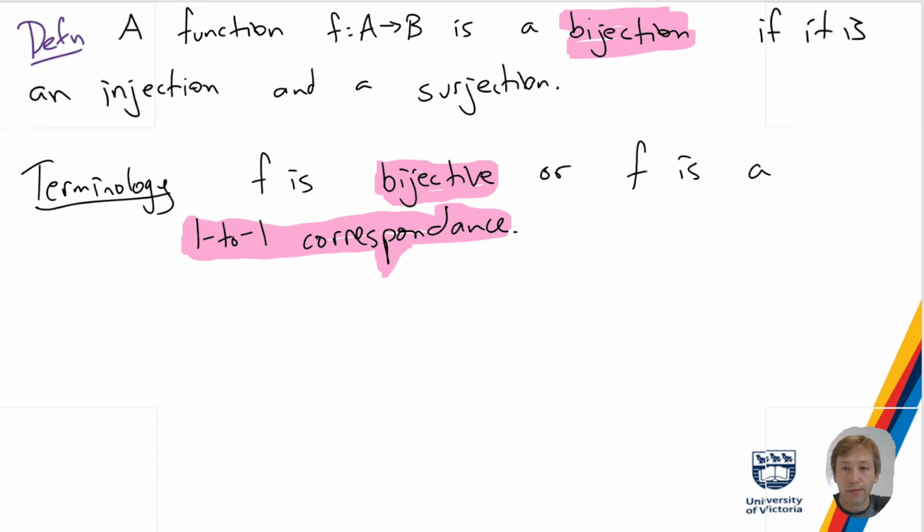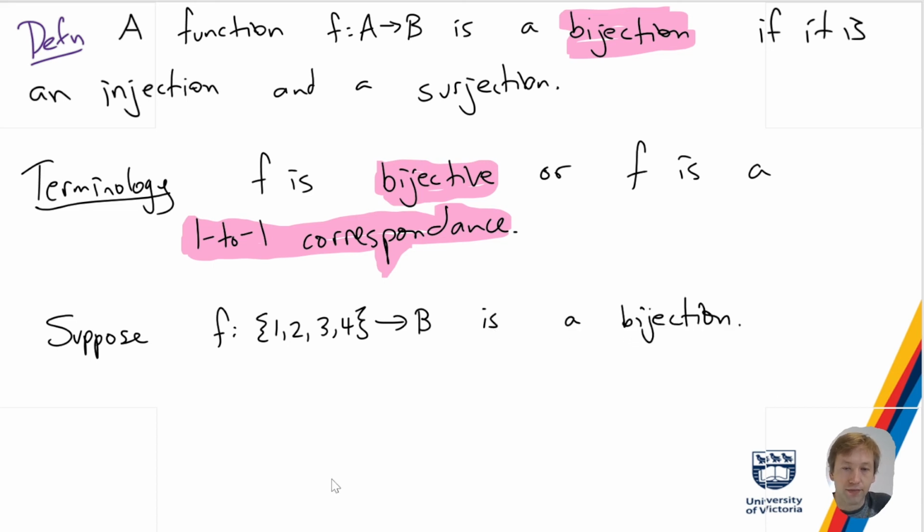Now, one of the important things about bijections, which is going to come up a lot in chapter 8, is that having a bijection between two sets allows you to compare the sizes of those sets. To think about this, let's consider an example. Suppose that f from the set {1, 2, 3, 4} to the set B is a bijection. My question is now, how large is B? In other words, what is the cardinality of B?